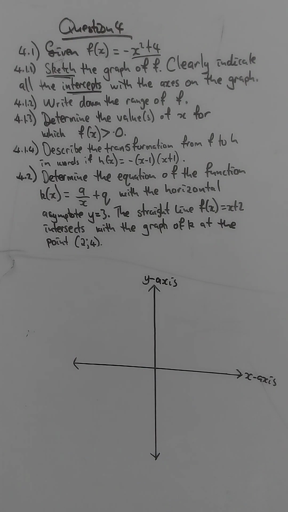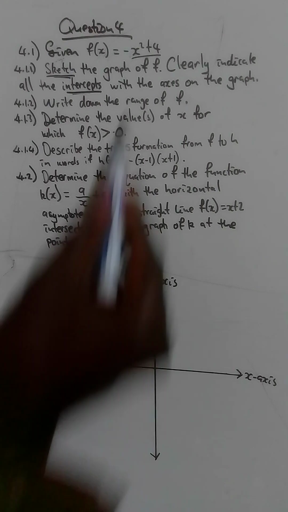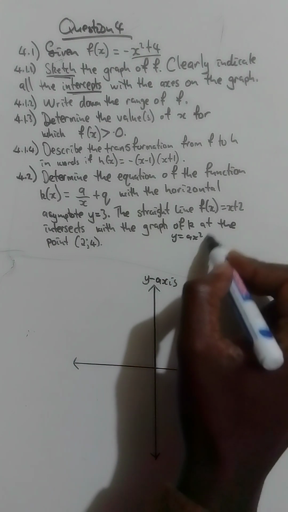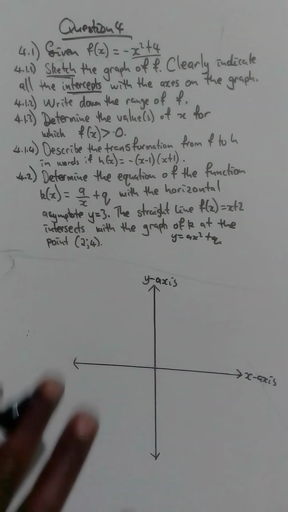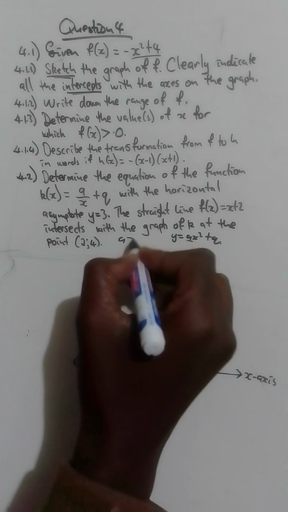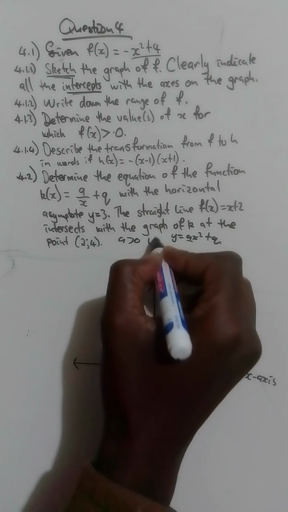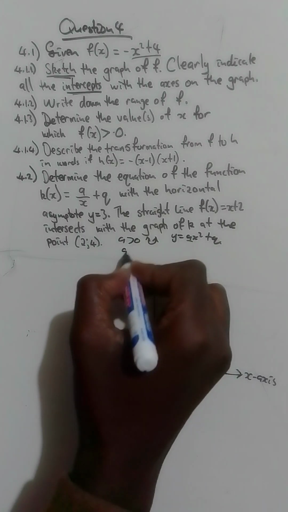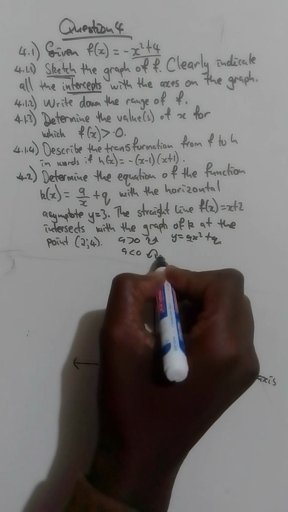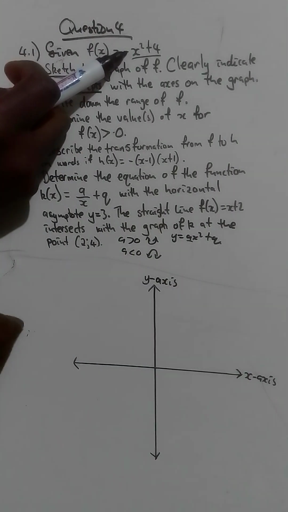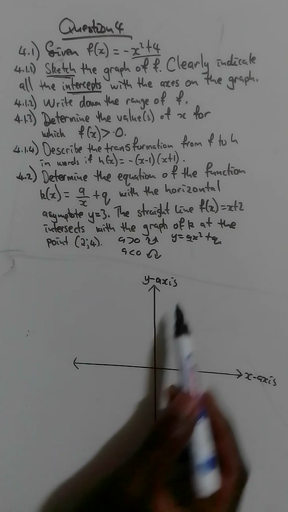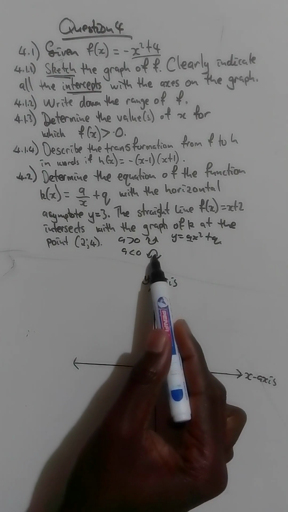Now, let's remember one thing. This equation is y = ax² + q. Let's remind each other. If your a is more than 0, you get a concave. If your a is less than 0, you get a convex. So if we come here to a, our a is -1, which is less than 0. It means our graph is going to be a convex, right?